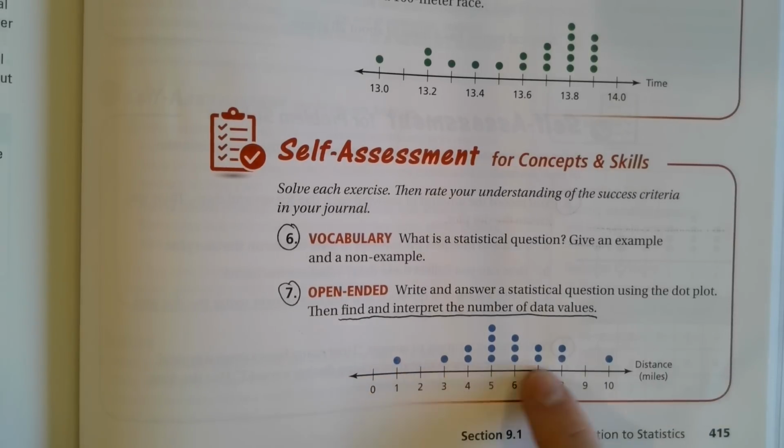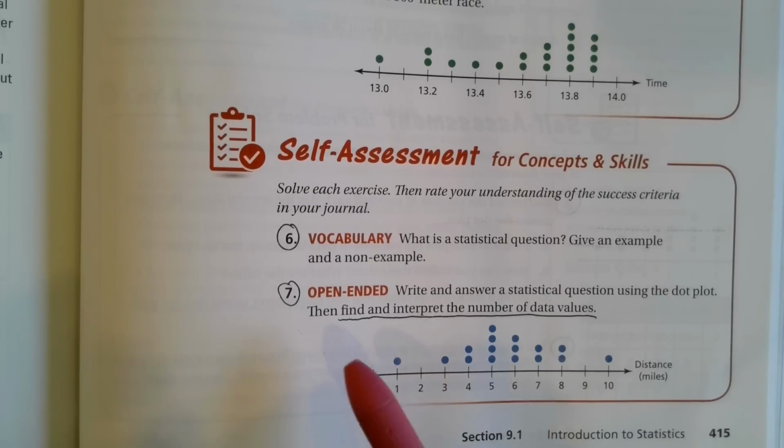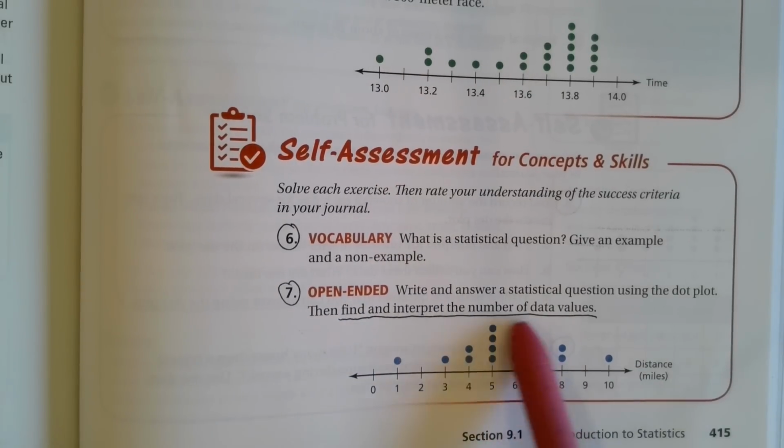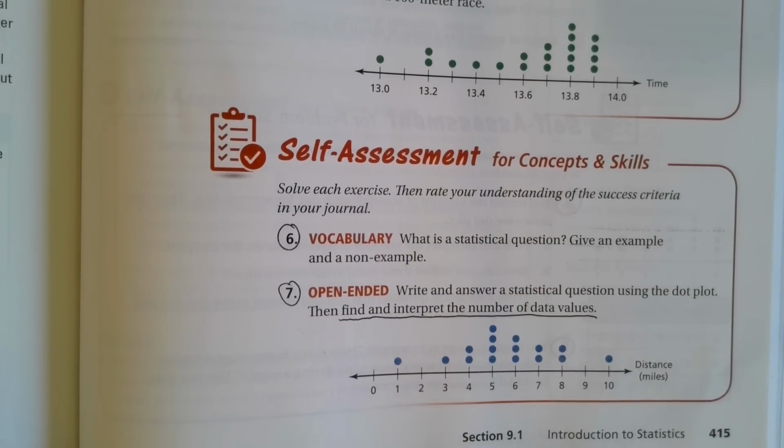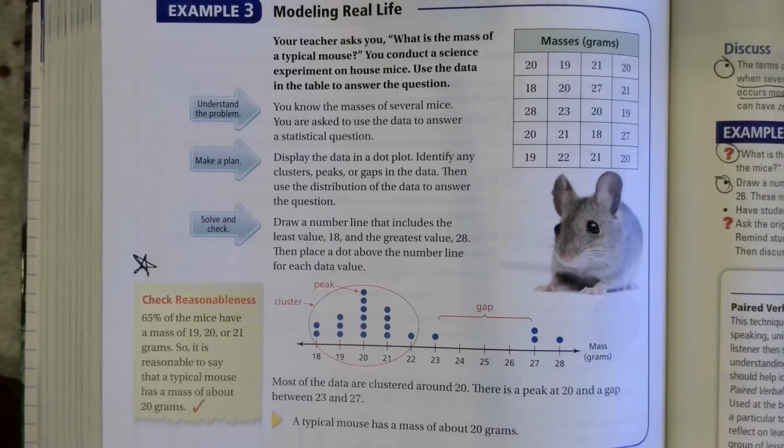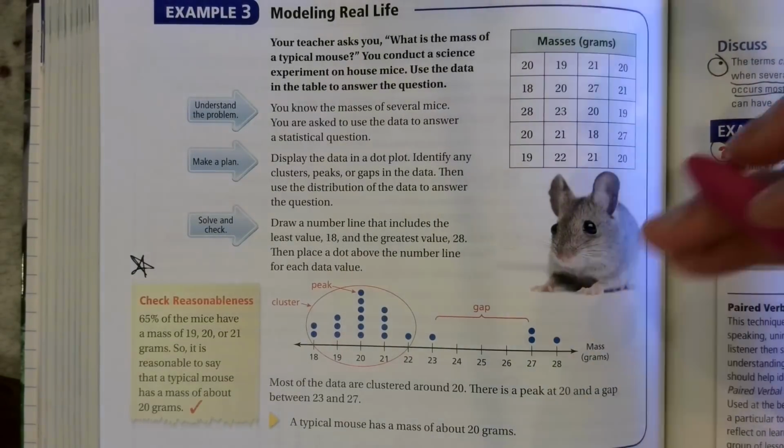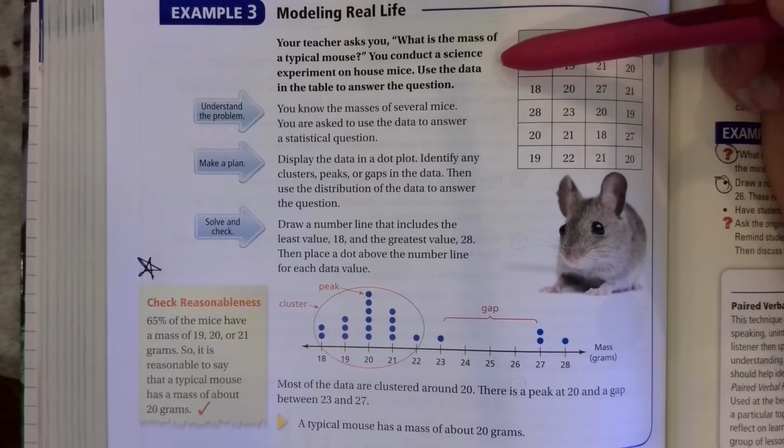So each data point that we counted could be each person that you asked. So hopefully you have a little bit of an idea of how to find and interpret the number of data values from a dot plot and how to answer a statistical question. So here's an example I want to look at together. Your teacher asks you, what is the mass of a typical mouse?